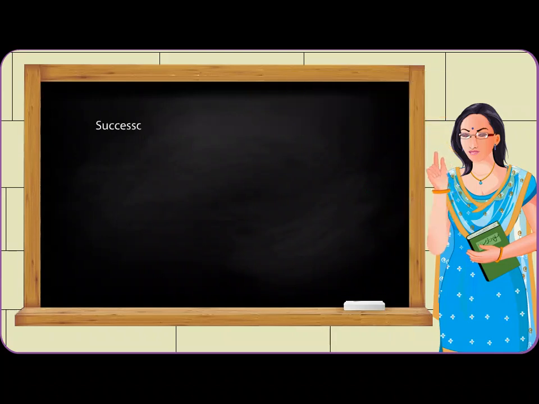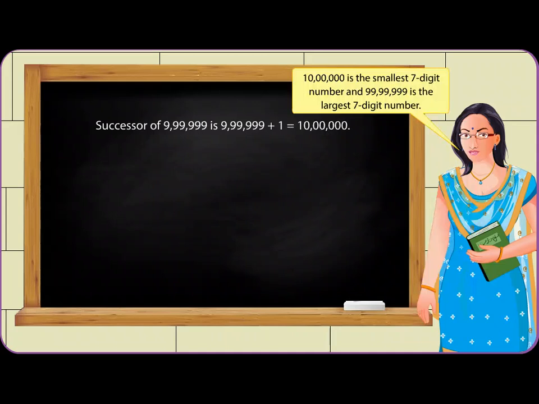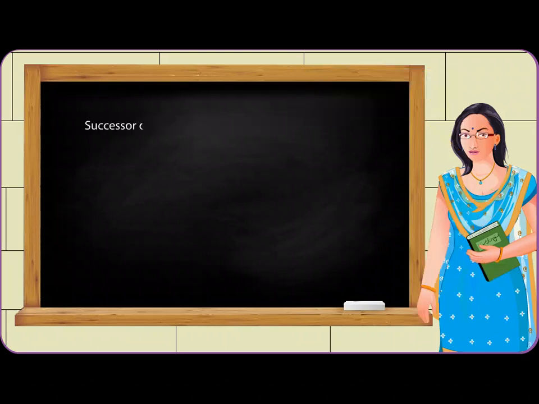Successor of 9,99,999 is 9,99,999 plus 1 is equal to 10 lakh. 10 lakh is the smallest 7-digit number and 99,99,999 is the largest 7-digit number. Successor of 99,99,999 is 99,99,999 plus 1 is equal to 1 crore.